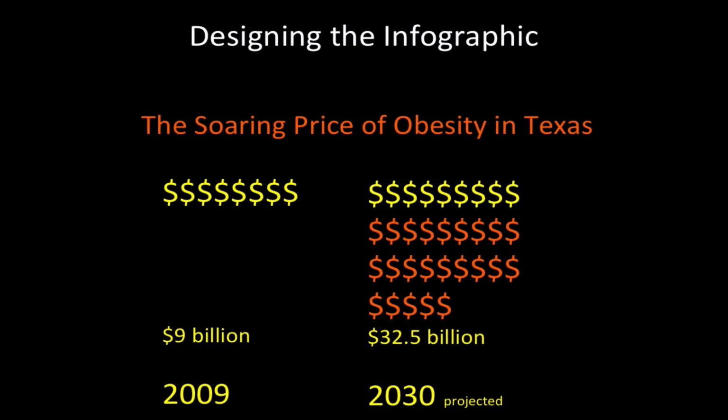I demonstrate how simple an infographic can be in this example. I simply use text boxes with dollar signs in different colors to show how the price of obesity will soar. Notice my dramatic language. I used red and yellow to help indicate the urgency of the situation, especially with the red dollar signs that show the increase in cost.